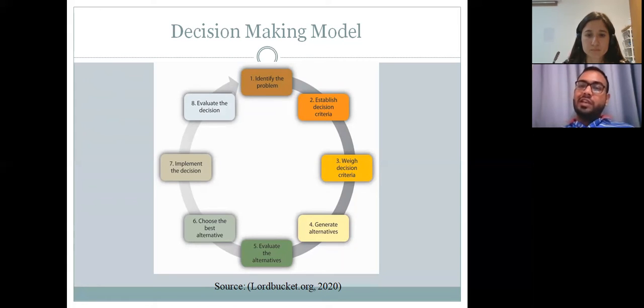The next one is we also generate the alternatives, that if we don't invest in this project, then what other investments we can make with the same amount, or maybe what other alternatives we can find to invest within the same industry. The fifth one is we evaluate each alternative, and among those we choose the best one, and based on that we take the decision. And lastly we evaluate the decision, whether the decision is good or not for the organization, or whether it needs any modification or rectification.